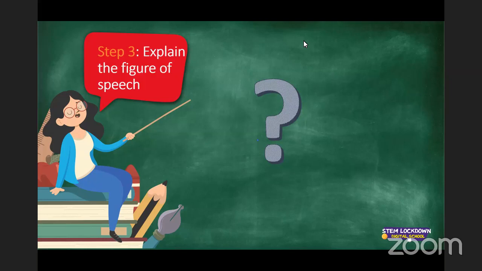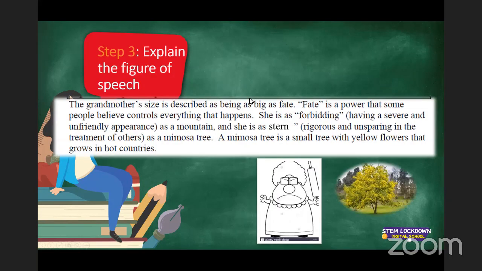Okay. So here, the grandmother's size is described as big as fate, right? And fate is a power that some people believe controls everything that happens, right? So she is as forbidding. That means she has a severe and unfriendly appearance.